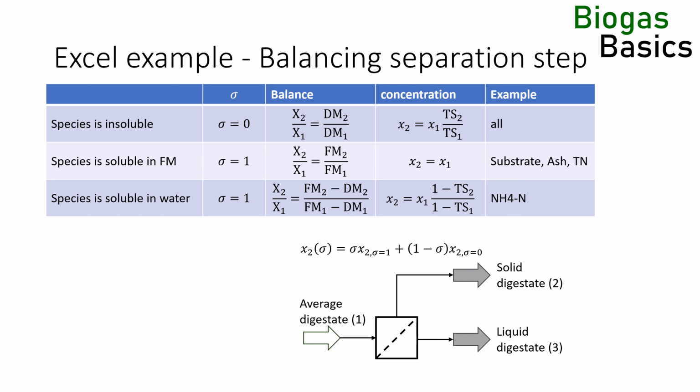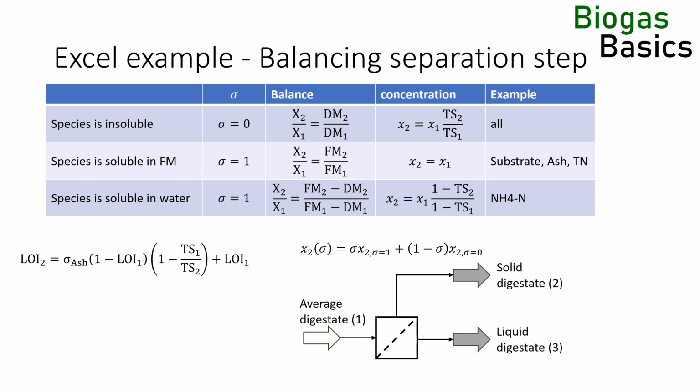For the organic dry matter balance, the formula is slightly modified as we balance the ash content, which is Ts times (1 minus loss on ignition). The formula for the loss on ignition of the solid digestate is solubility of ash times (1 minus LOI1) times (1 minus Ts1) over Ts2, plus LOI1.